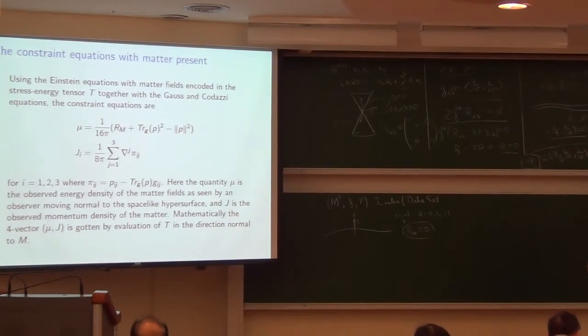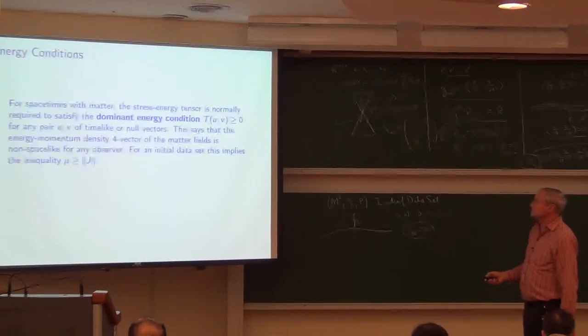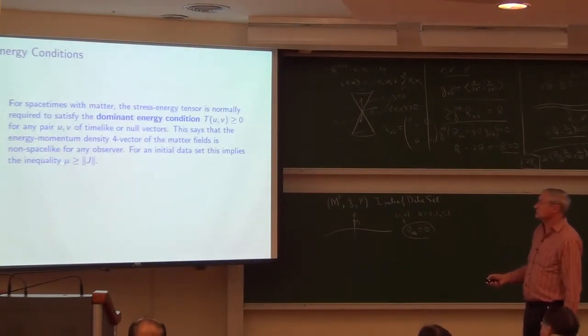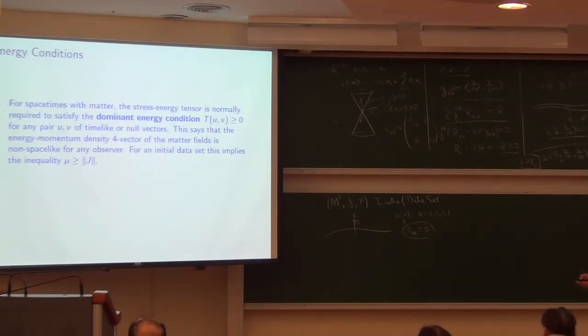So it's really just the statement that matter signals cannot travel faster than the speed of light. And so that's the data. So in terms of initial data, it's the condition that mu is larger than or equal to the norm of J. And so we always will assume that.